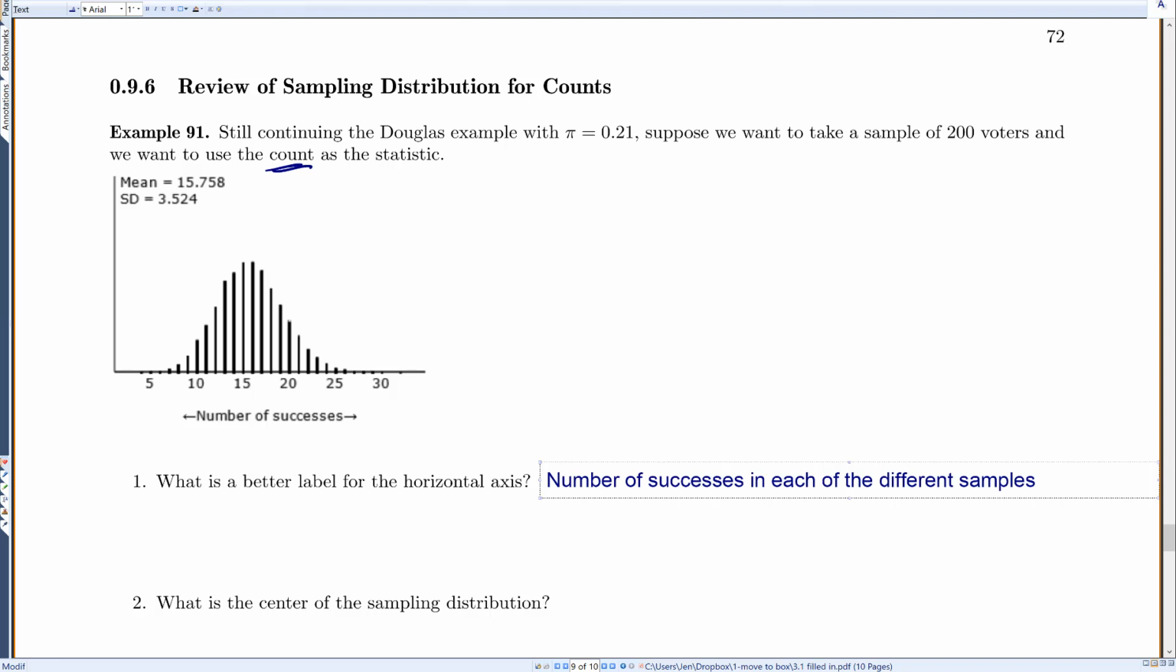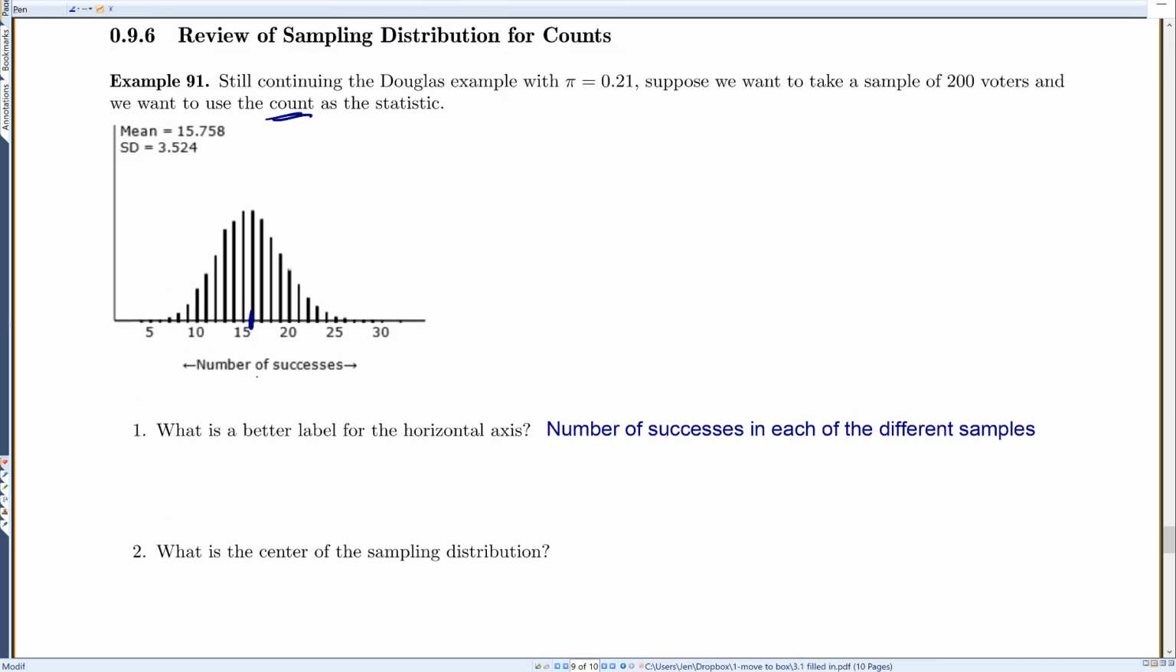Well, let's see, where is the center? It's probably about 16-ish, maybe. Let's see if we can figure out what we would expect.